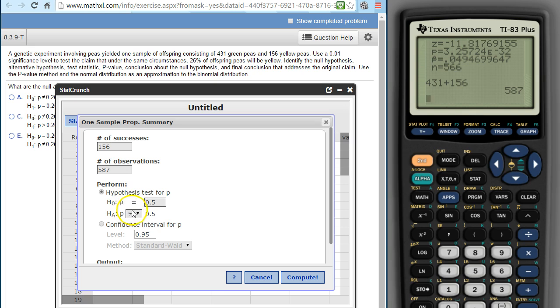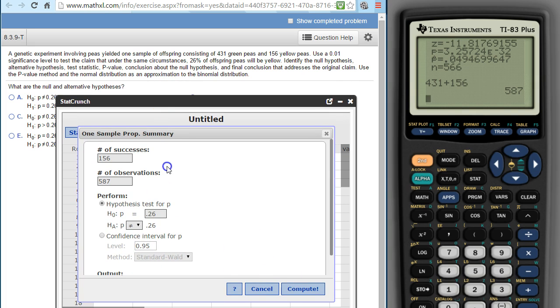And our hypothesis test, we're saying the proportion is 26%, so make sure you write this as a decimal, 0.26. And then it wants us to do a... it doesn't tell us a direction, so this is going to be a not equal to.